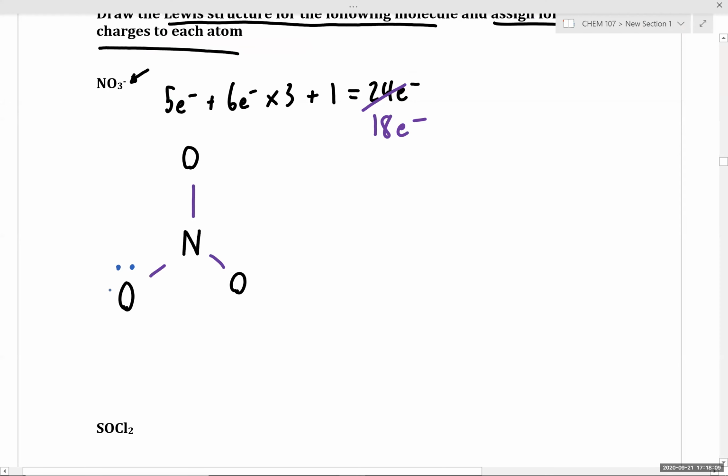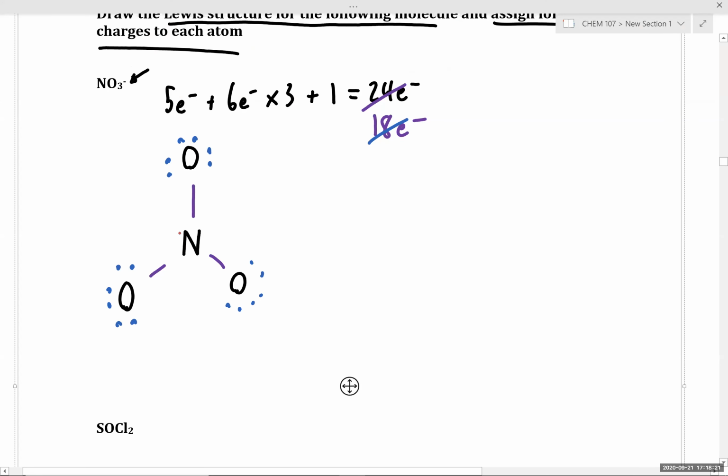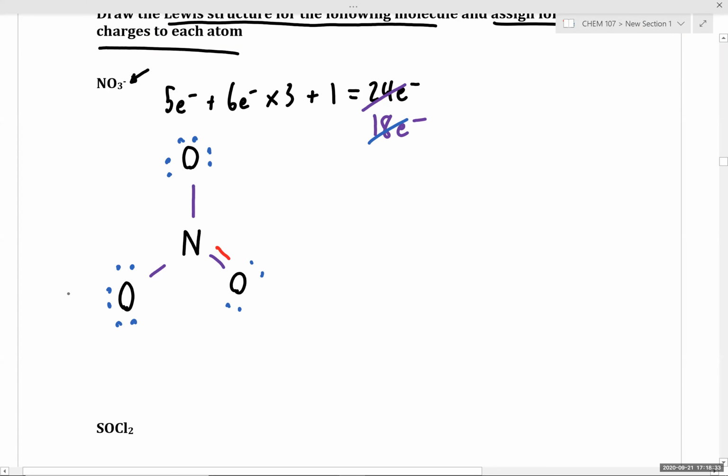Then we place our electrons as lone pairs on our outermost, most electronegative atoms. We've used up all 18 electrons, but we still have an incomplete octet. So we take a lone pair and convert it to a double bond. Now, analyzing the formal charges, let's look at the formal charge of the oxygen on the left. We have a group number of 6. We've formed 1 bond, and we have 6 lone pair electrons. That gives us a formal charge of -1.